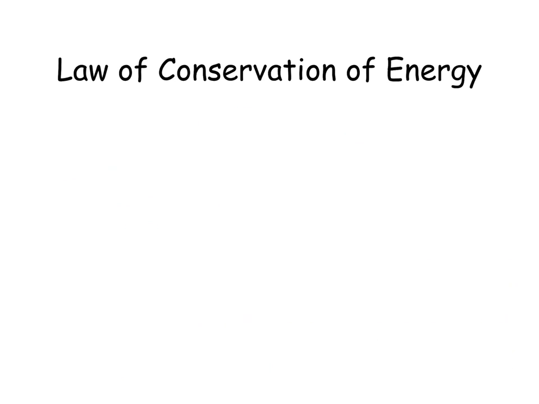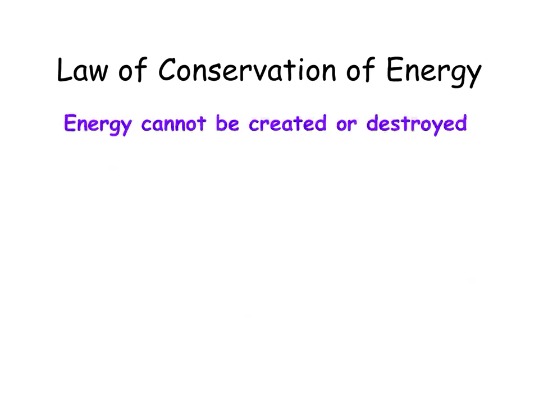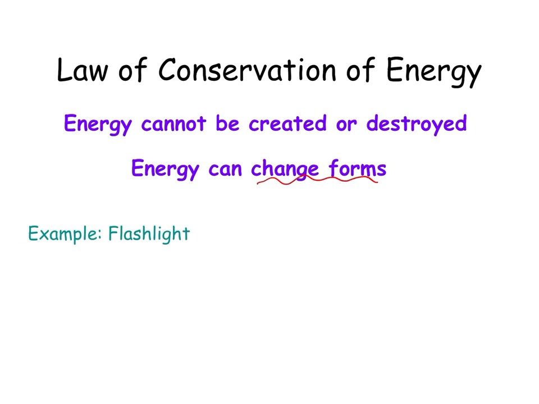And to kind of wrap up, since we started with the law of conservation of mass, we also have the law of conservation of energy. So what does that mean? Well, if the law of conservation of mass said that mass cannot be created or destroyed, then this must say energy cannot be created or destroyed, but it can change forms.